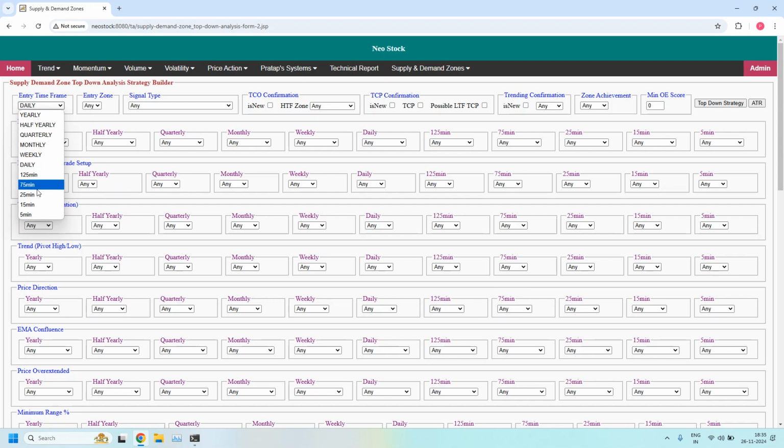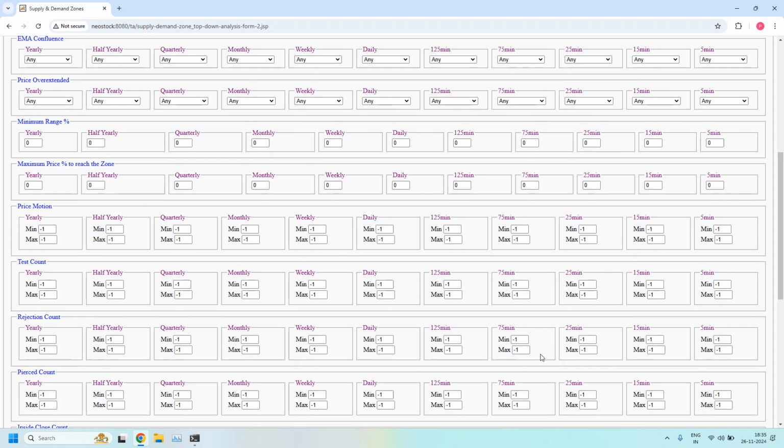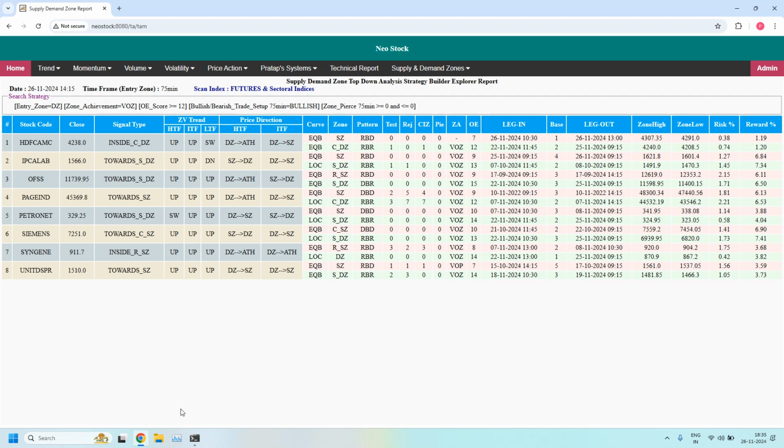Entry time frame is 75 minutes. Entry zone, demand zone. In bullish or bearish trade setup at 75 minutes, I am selecting bullish. And these 75 minutes demand zone should not be pierced. So in the pierced count, at 75 minutes time frame, I am setting minimum value 0, maximum value 0. Zone achievement should be violated opposing zone. Minimum order enhancer score 12. All the 3 filters should apply to 75 minutes demand zone. We got 8 stocks.